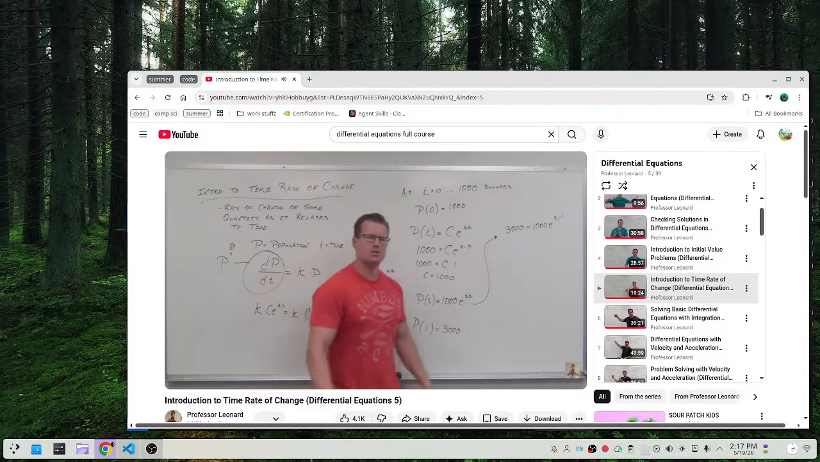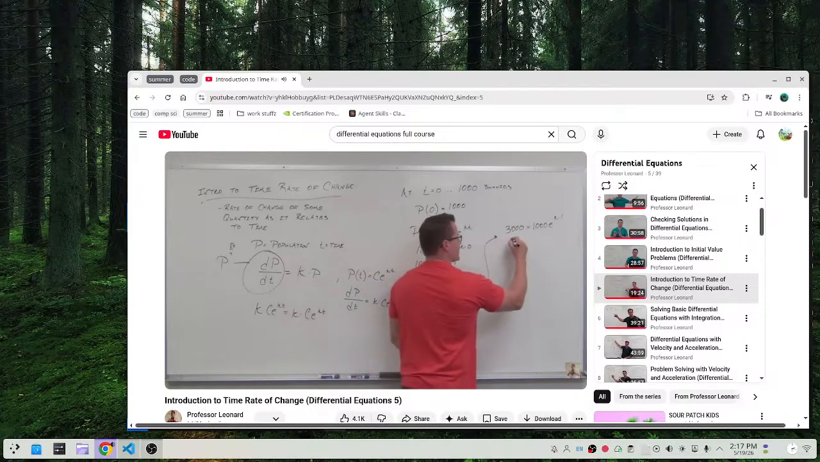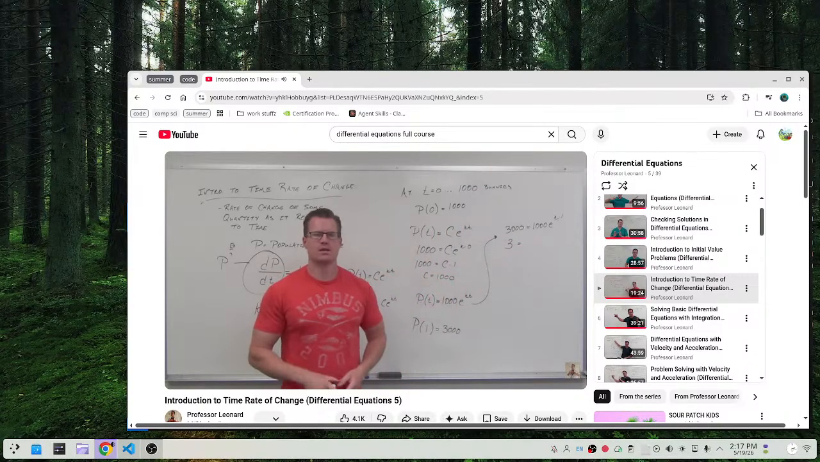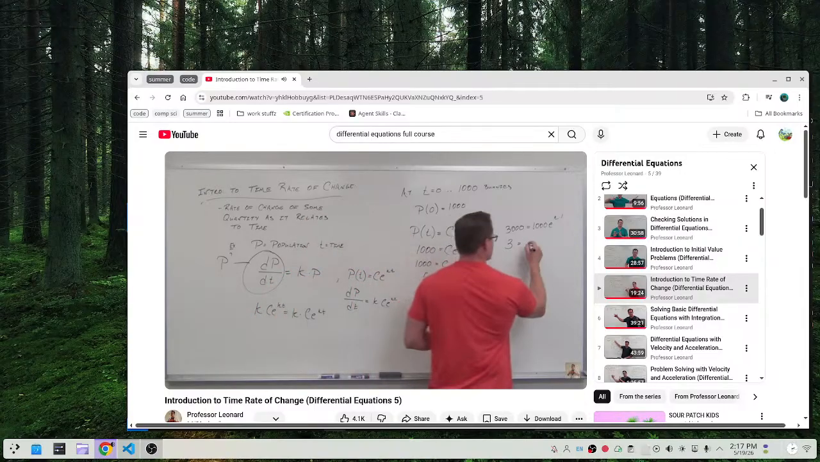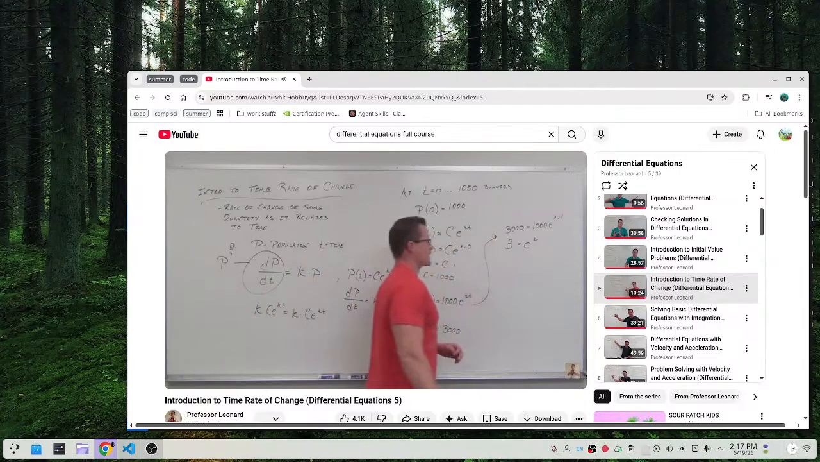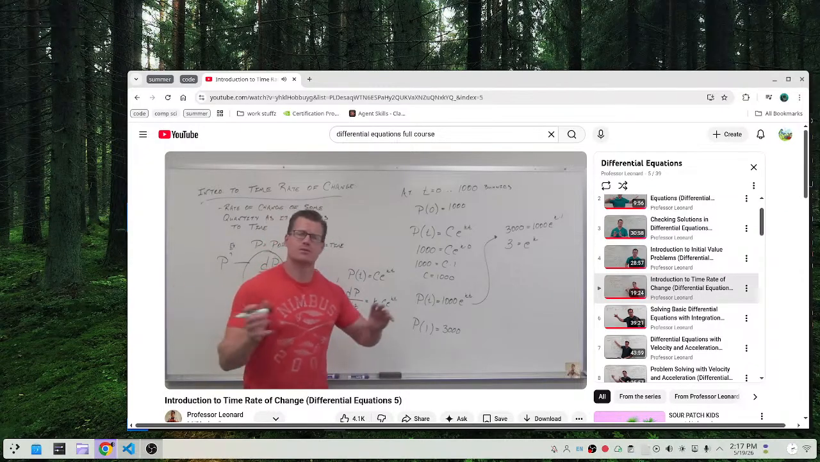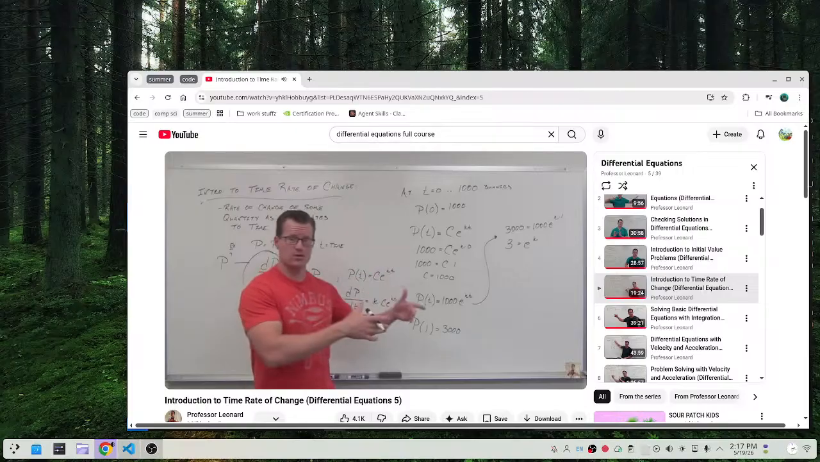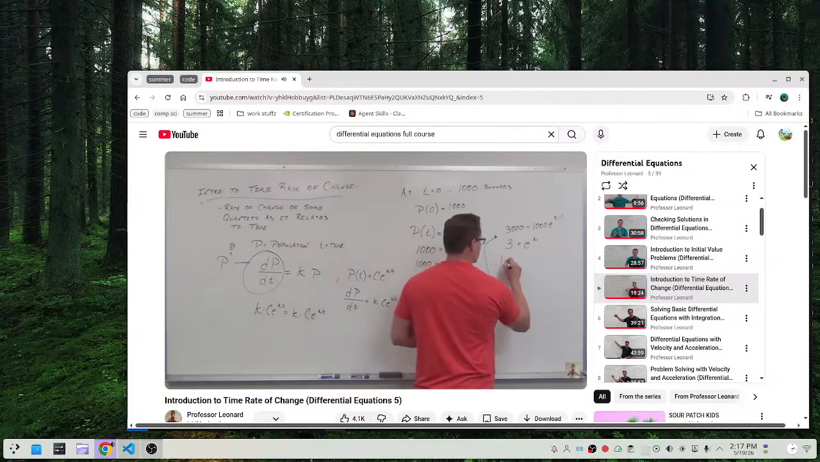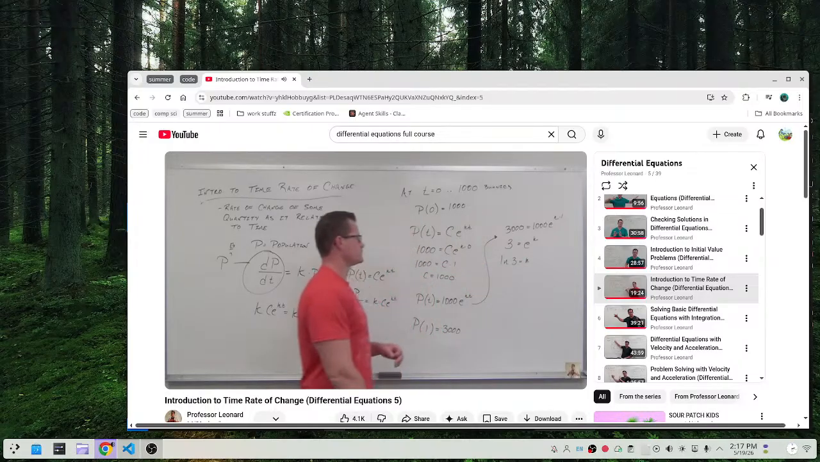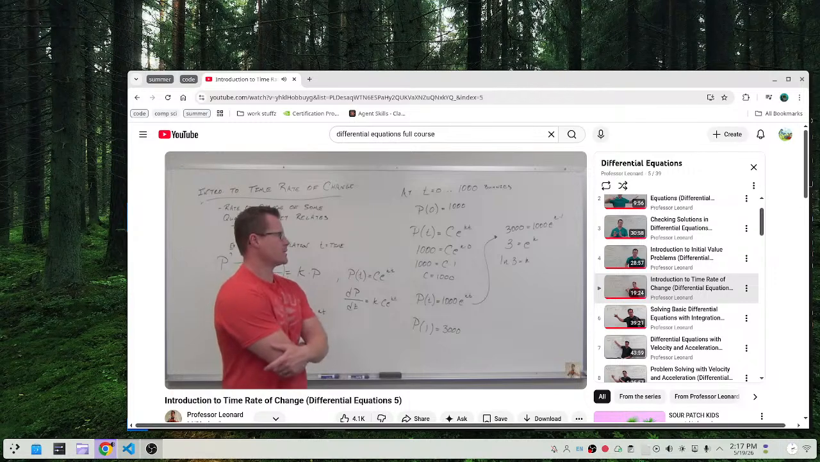It's triple. It should be a 300% increase. E to the K. So now we're going to have to solve for K. Remember your logarithms. Remember your natural log. Let's just do a natural log on both sides. So K equals ln 3.